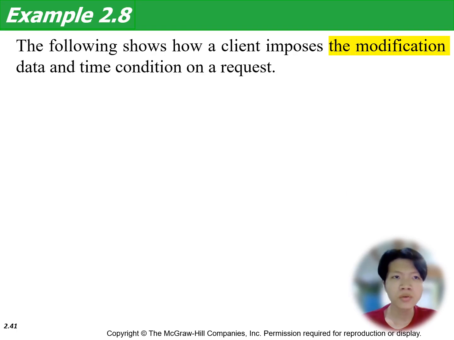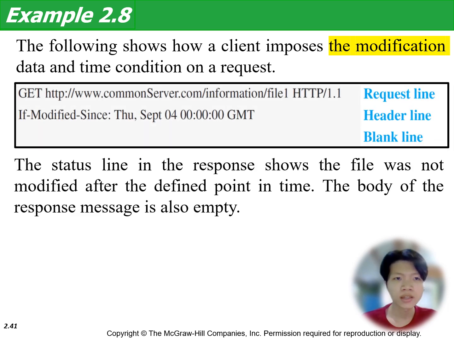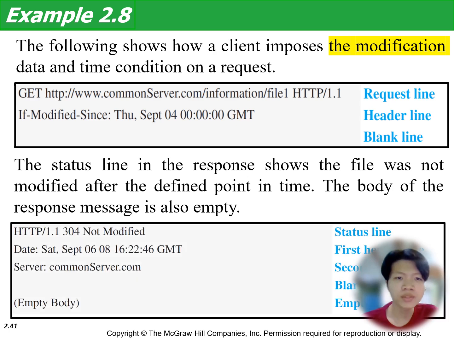Next example. The following shows how a client imposes the modification date and time condition on a request. Like this, the status line in the response shows the file was not modified after the defined point in time. The body of the response message is also empty.